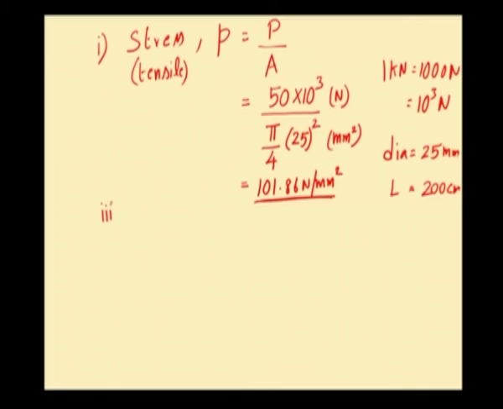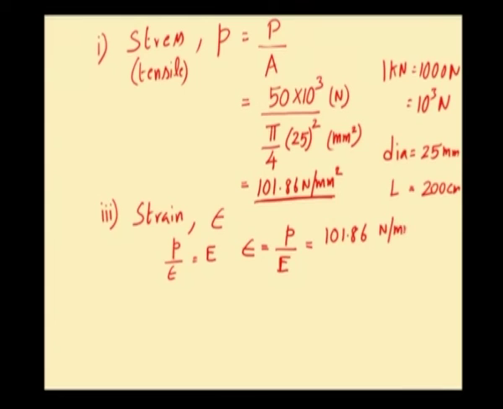Next, we are asked to calculate the value of strain. Strain is epsilon. We know that the ratio of stress to strain is Young's modulus of elasticity. Now, we need the value of strain. So, strain will be equal to stress small p divided by Young's modulus of elasticity. Stress is calculated as 101.86, in Newton per millimeter square, divided by Young's modulus of elasticity. Young's modulus of elasticity of the rod is given as 2 into 10 power 5. This is also in Newton per mm square.